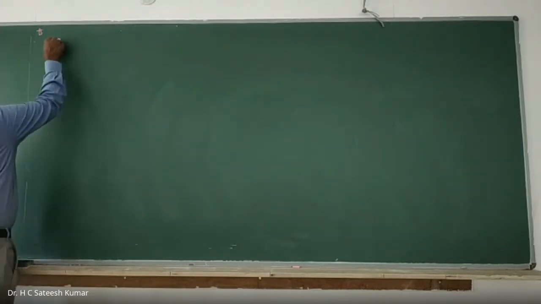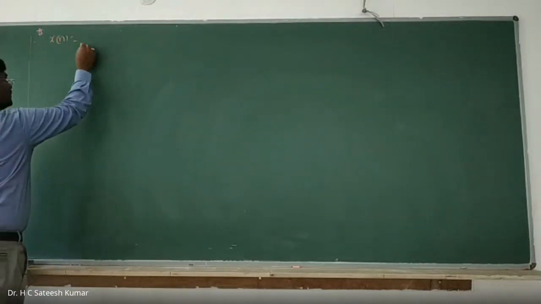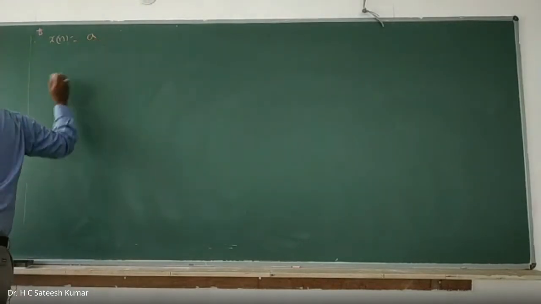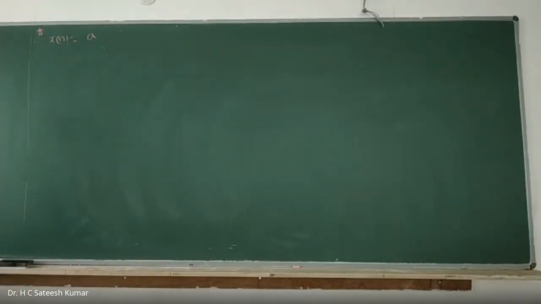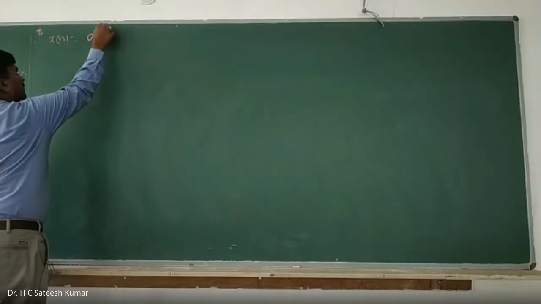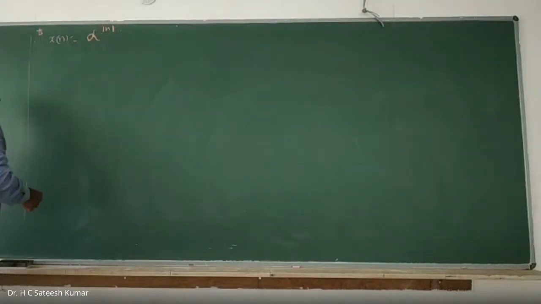Okay, right. Problem. Next problem. x of n is equal to alpha to the power of mod n. Alpha to the power of mod n. Find the z transformation of this one.